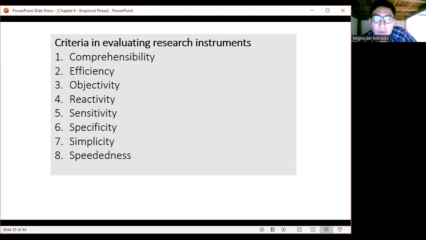Speededness. There are researchers that need one hour to answer, but if you can trim it down to 30 minutes, because you are only asking a favor of our respondents, and if it takes a lot of time, probably there will be a decrease in acceptance rate, or they will not answer your questionnaire because it will take a lot of time from their daily operations.